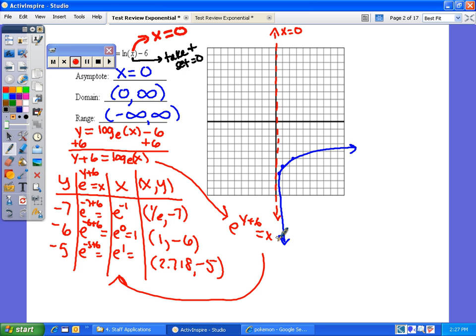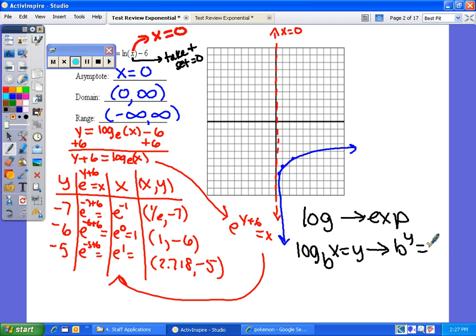Now for this, you have to change it. Remember we did this on Monday. You have to change your log to an exponential. So you have to use this form to be able to solve it.